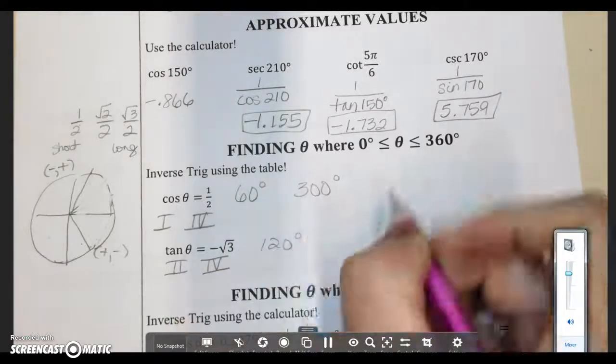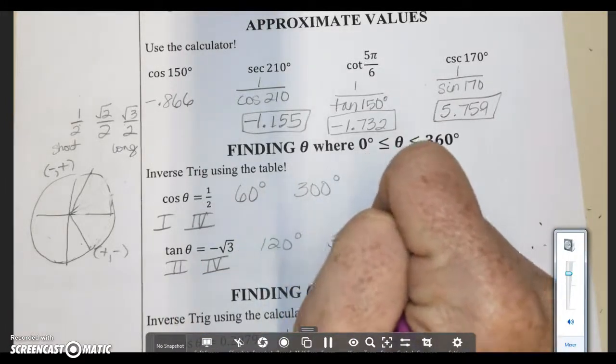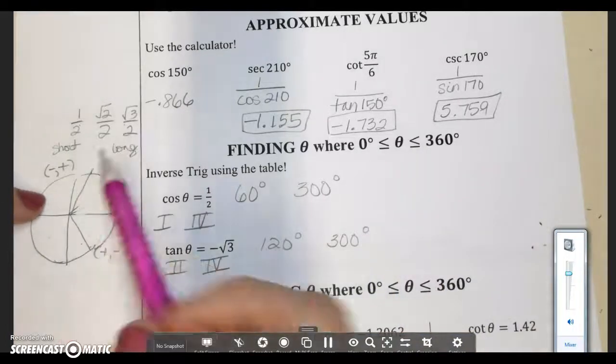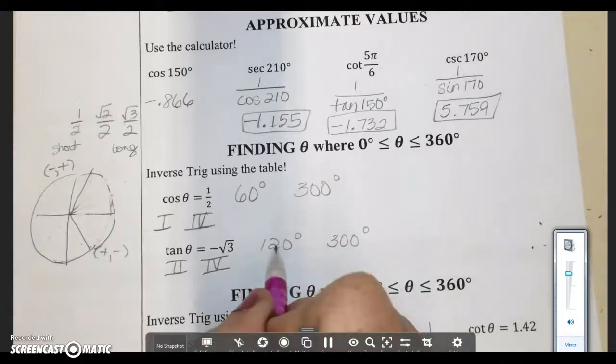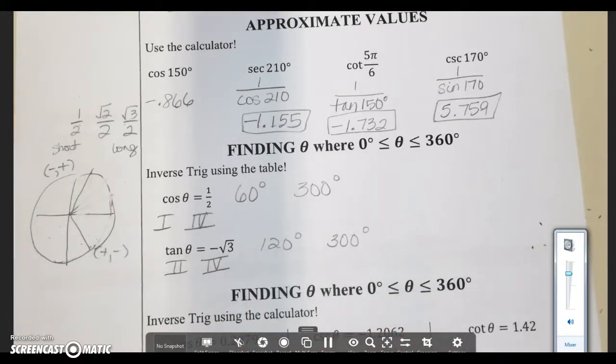Let's check to see if that makes sense. So 120 and 300. Well, 120 is going to be right here, and directly across the circle would be 300, because 120 plus 180 is 300.